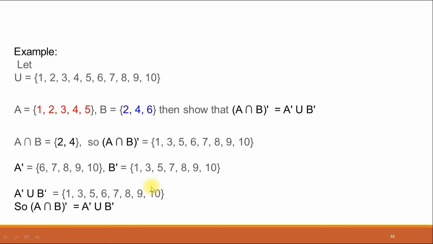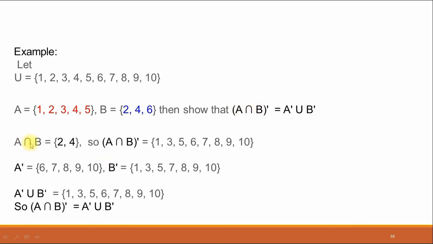Now let's move on to an example to prove the second law. Let the universal set contain the elements 1, 2, 3, 4, 5, 6 up to 10, and A is another set containing the elements 1, 2, 3, 4 and 5. B is another set containing the elements 2, 4 and 6. Then we want to show De Morgan's second law, (A ∩ B)' is equal to A' ∪ B'.